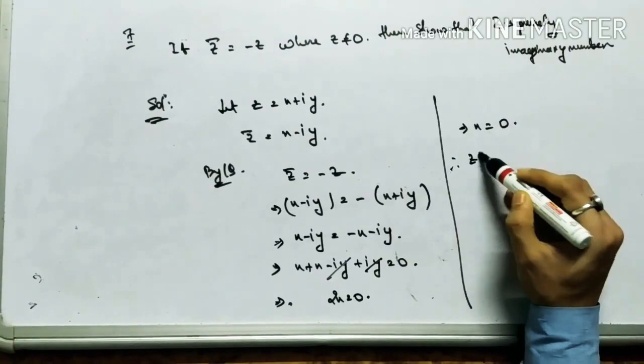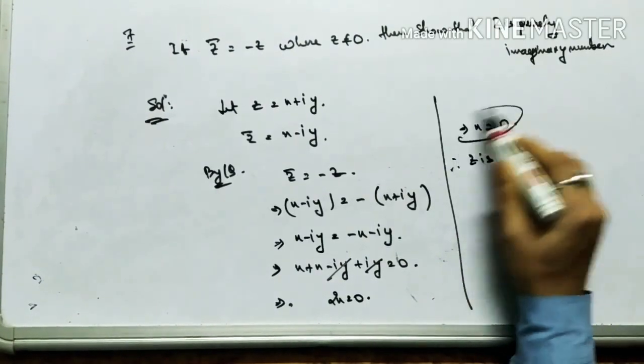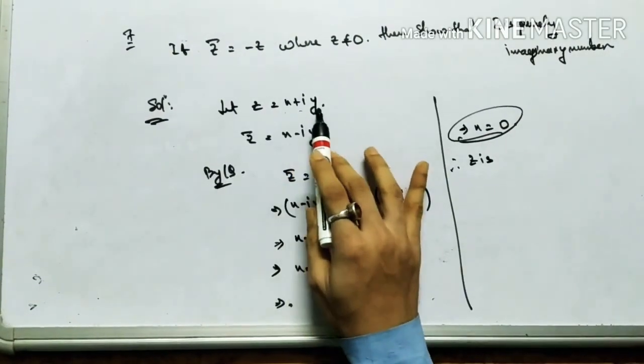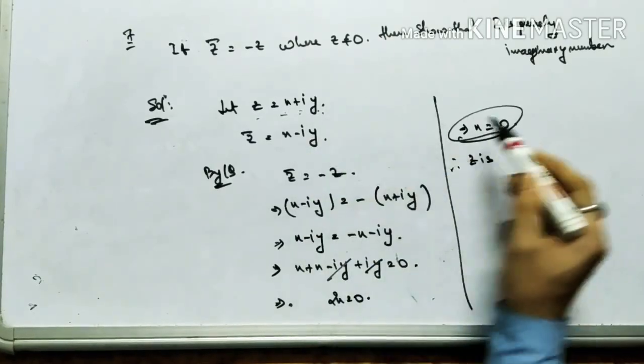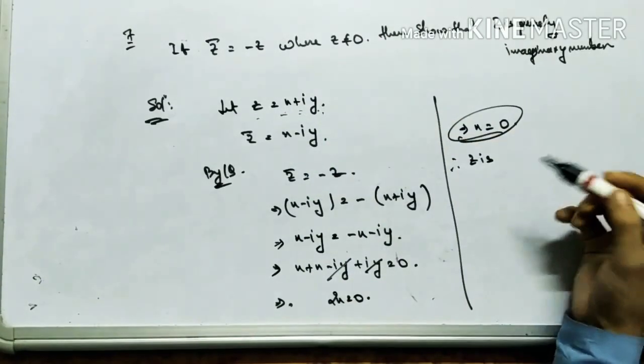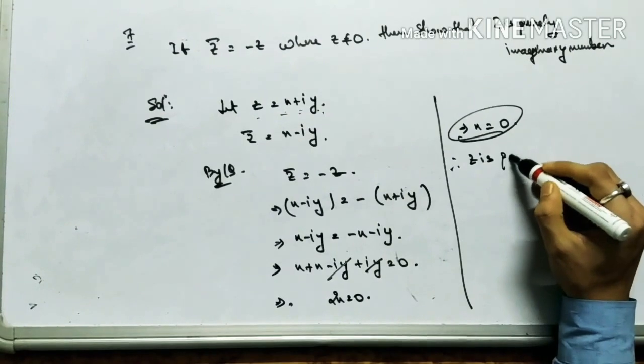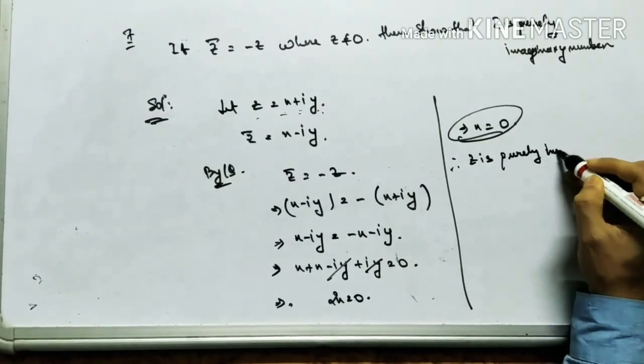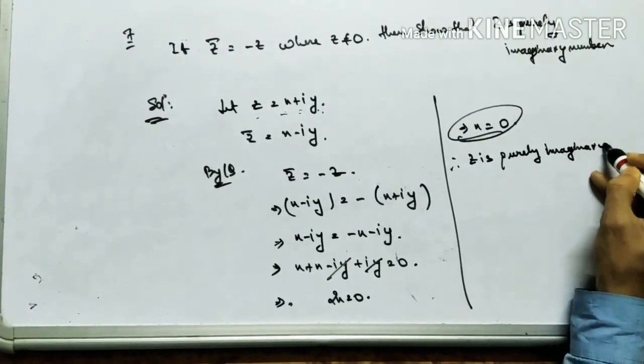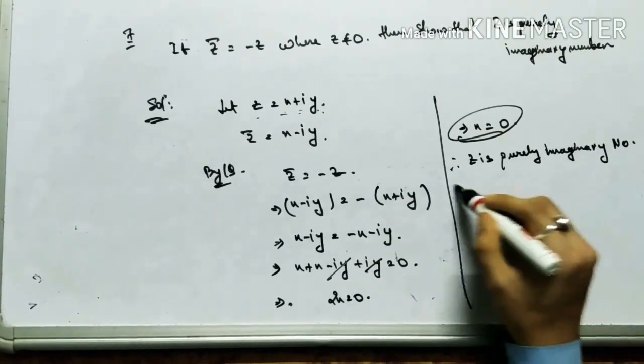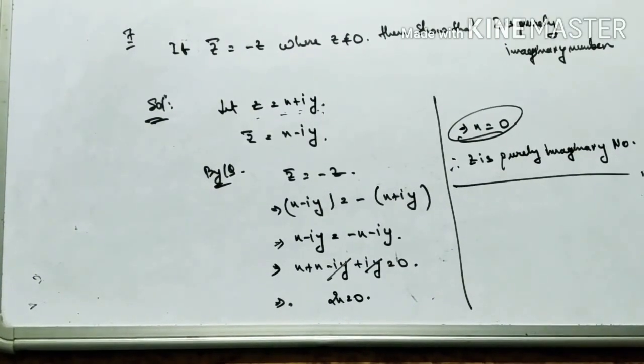So therefore I can say that z is x plus iy, and the x value I got is 0. The real part is 0. That means z is purely imaginary. Therefore z is a purely imaginary number.